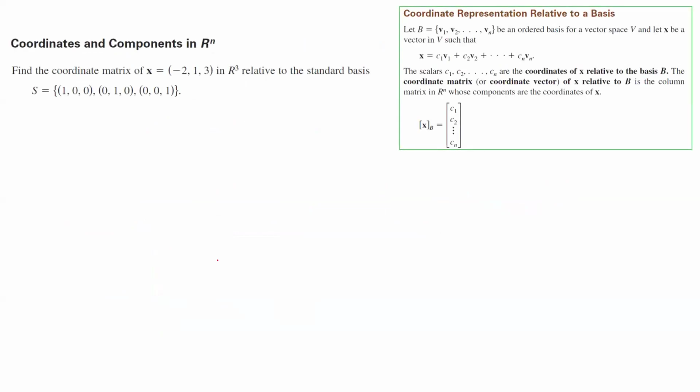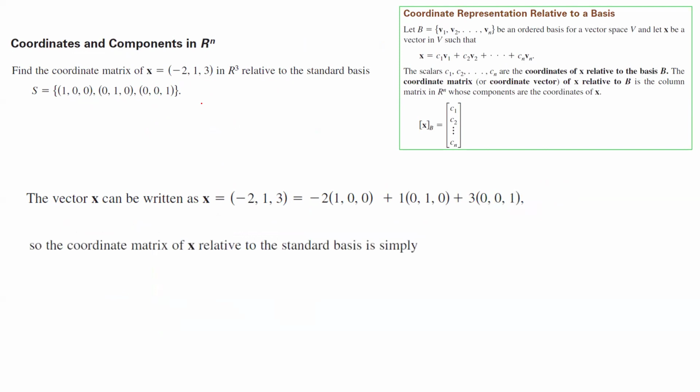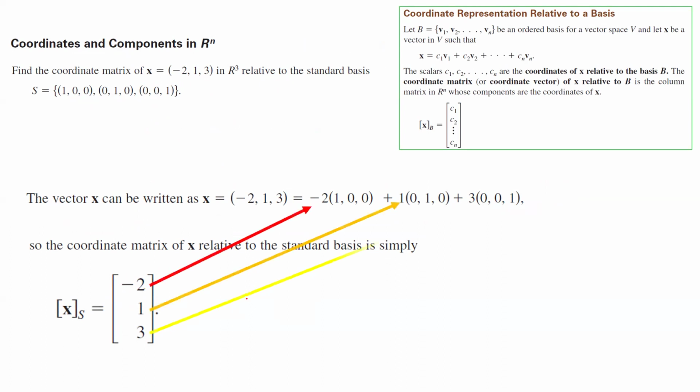For example, suppose you have this vector X = (-2, 1, 3), and you want to find the coordinate matrix of this vector relative to the standard basis. Remember the standard basis: E1 = (1, 0, 0), E2 = (0, 1, 0), and E3 = (0, 0, 1). Well, as you know, -2 times (1, 0, 0) plus 1 times (0, 1, 0) plus 3 times (0, 0, 1) basically forms this vector. So the coordinate matrix of X relative to the standard basis is this column vector, -2, 1, and 3. The components of X are the same as its coordinates relative to the standard basis.